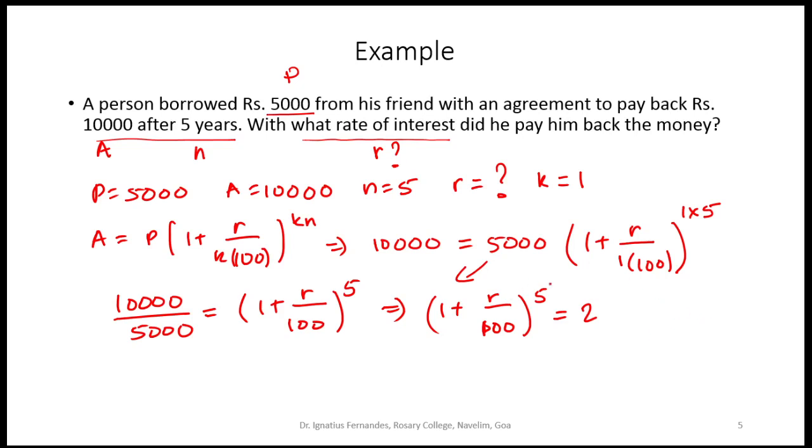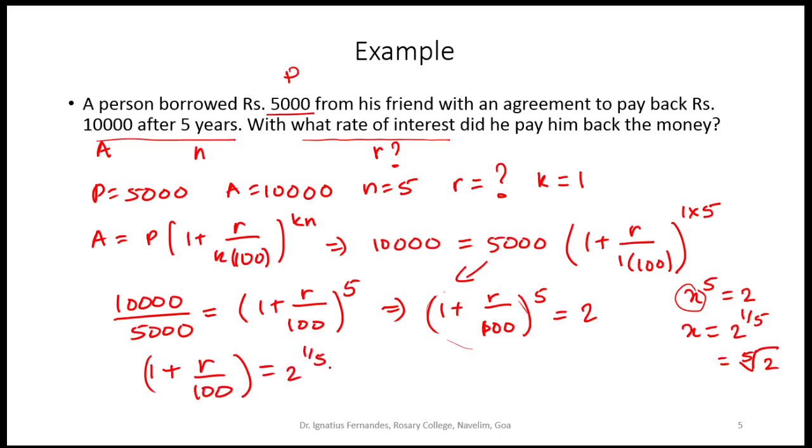So we have to find out. Basically if you take this as some x, we want x raised to 5 equal to 2. So you have to find out what number raised to the power 5 is 2, or you can say that x is equal to the fifth root of 2, 2 raised to 1 upon 5. So using a calculator we can find that. So 1 plus R upon 100 is equal to 2 raised to 1 upon 5, the fifth root of 2, and the fifth root of 2 comes to 1.149. Using a calculator you can find this.